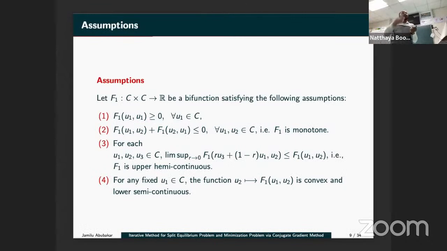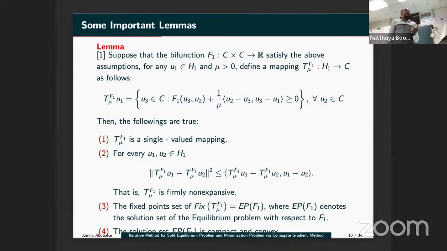This is the assumption that we take on the underlying operators, that the bifunction needs to be greater than or equal to 0 for all U1. And this is a kind of monotonicity assumption on F1, the bifunction. And also we say that F1 is upper hemicontinuous. And also if we have a fixed point in C, this function is convex and lower semi-continuous. We need these assumptions in order to show the convergence.